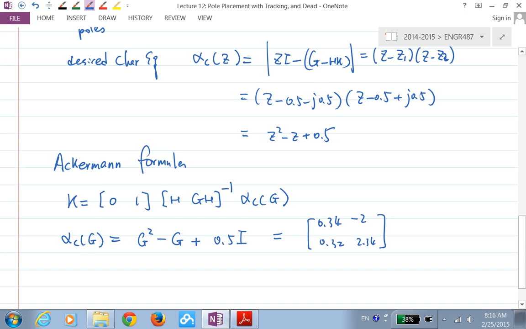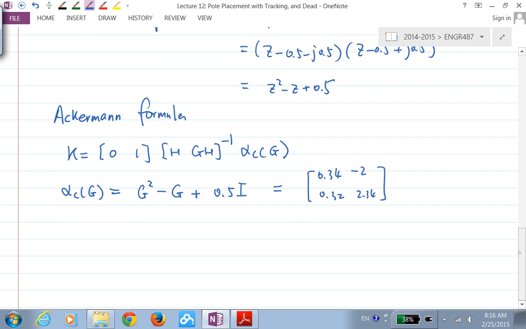So everything you got, plug it into this formula here. You will get your K equal to this. That's your K, which means with this K, you'll end up with the desired pole, or desired characteristic equation, as this. Right?